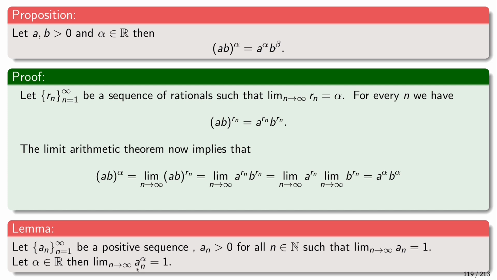Because we have, so to say, limits of limits, right? Because a_n to the power of alpha is defined by some limiting process, and then we take the limit when n goes to infinity of a_n. But it seems intuitive that if a_n converges to 1, then a_n to the power of alpha is supposed to converge to 1. But the proof of this is going to be, you'll see, kind of technical.